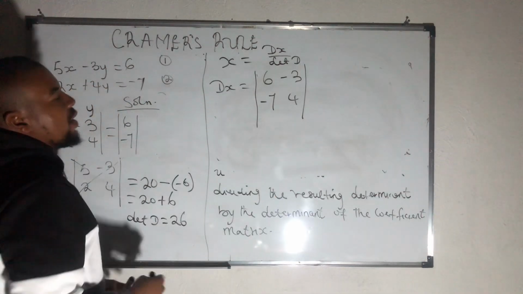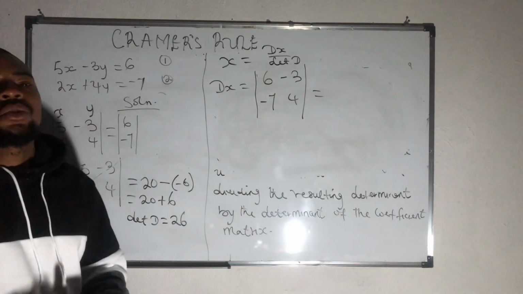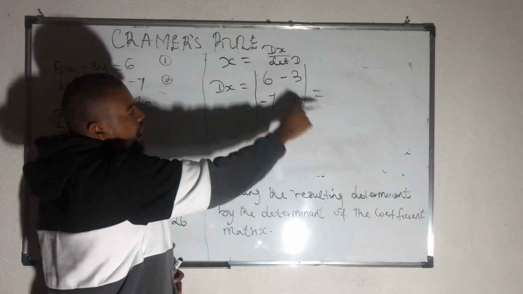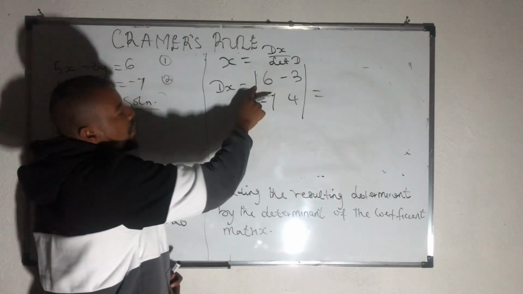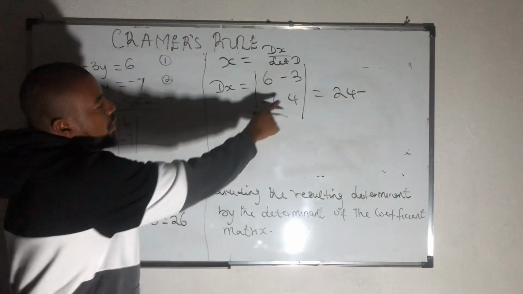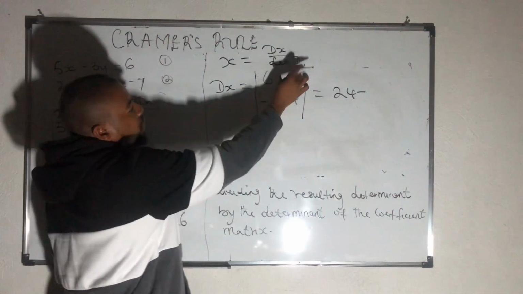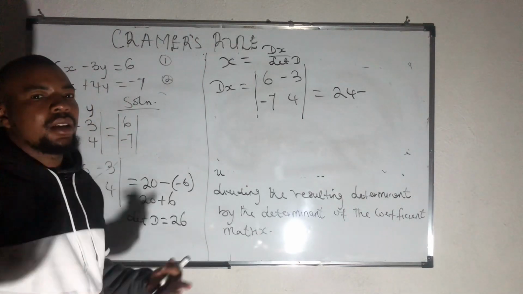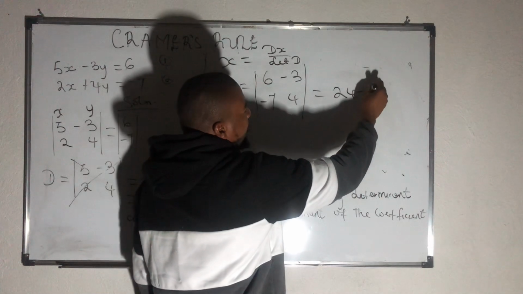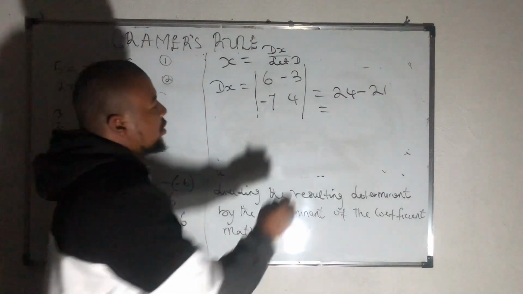Okay, we shall go ahead and find the determinant for x. We are also going to apply the same concept where we subtract the minor diagonal from the major. Hence, it's going to be 4 times 6 gives us a 24 minus, remember that 6 and 4 make up the major diagonal, while negative 3 and negative 7 make up the minor diagonal. Negative 7 multiplied by negative 3 gives us a positive 21. This is equal to 24 minus 21 gives us a 3.